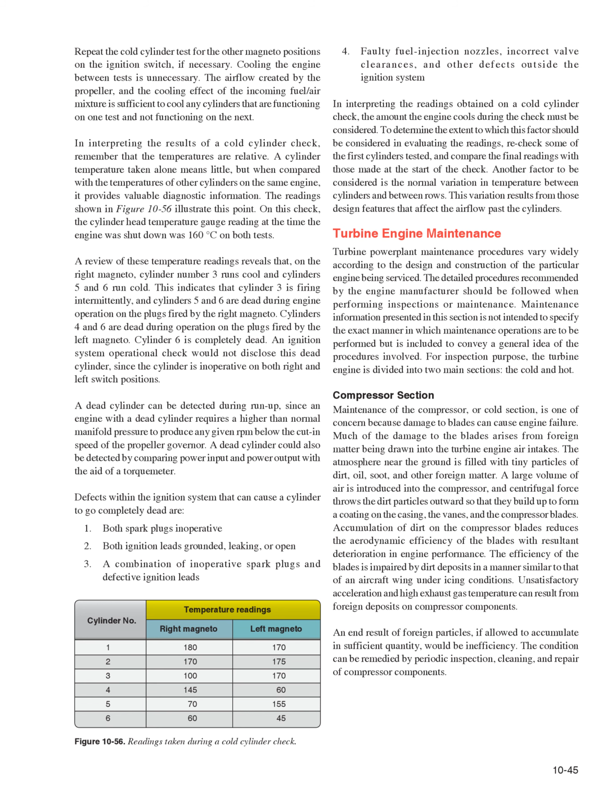Compressor section. Maintenance of the compressor, or cold section, is one of concern because damage to blades can cause engine failure. Much of the damage to the blades arises from foreign matter being drawn into the turbine engine air intakes. The atmosphere near the ground is filled with tiny particles of dirt, oil, soot, and other foreign matter. A large volume of air is introduced into the compressor, and centrifugal force throws the dirt particles outward so that they build up to form a coating on the casing, the vanes, and the compressor blades.